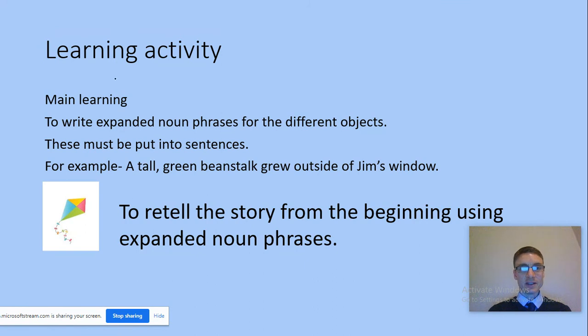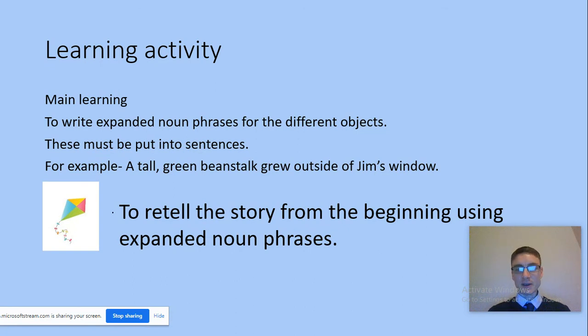So this is what the learning is. The main learning is to write expanded noun phrases for the different objects. These must be put into sentences, so remember your capital letters and your full stops and your finger spaces. For example, a tall green beanstalk grew outside of Jim's window. So we've got adjective, noun, and then there is a verb within that sentence. You could, if you really wanted to improve that sentence, add in another expanded noun phrase, and have a couple of adjectives to describe the window.